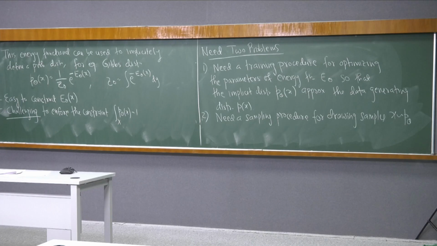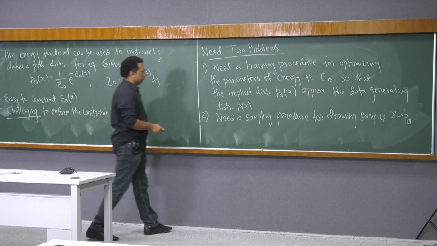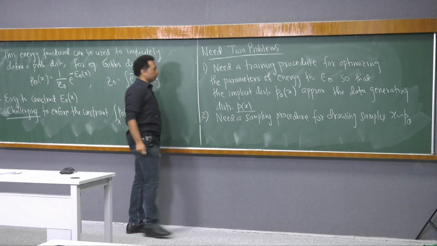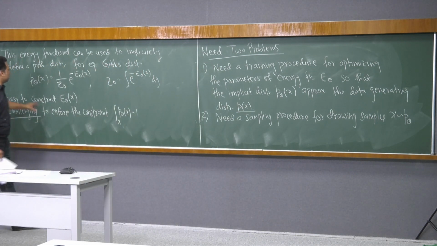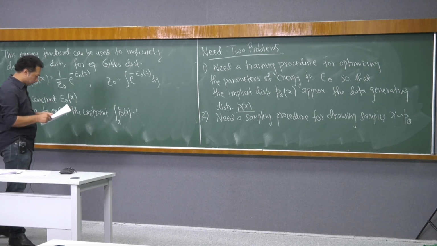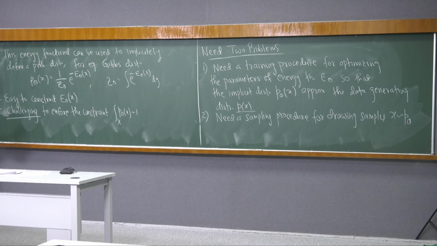So what will you do? First thing is to train E theta so that the implicit distribution P theta will be close to the original distribution Px. And second is, even if I know that I have implicitly learned, how will I sample? So these are the challenges for energy based models and specifically for generative models.